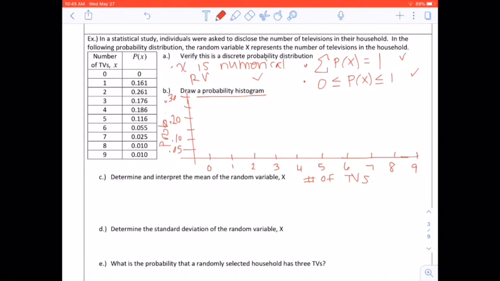So probability of having 0 TVs is 0. Probability of having 1 TV is 0.16. So again, do the best you can on these. And it is a histogram, and histograms are where your bars are going to be touching. So the next one is 0.26. Three TVs is 0.17.